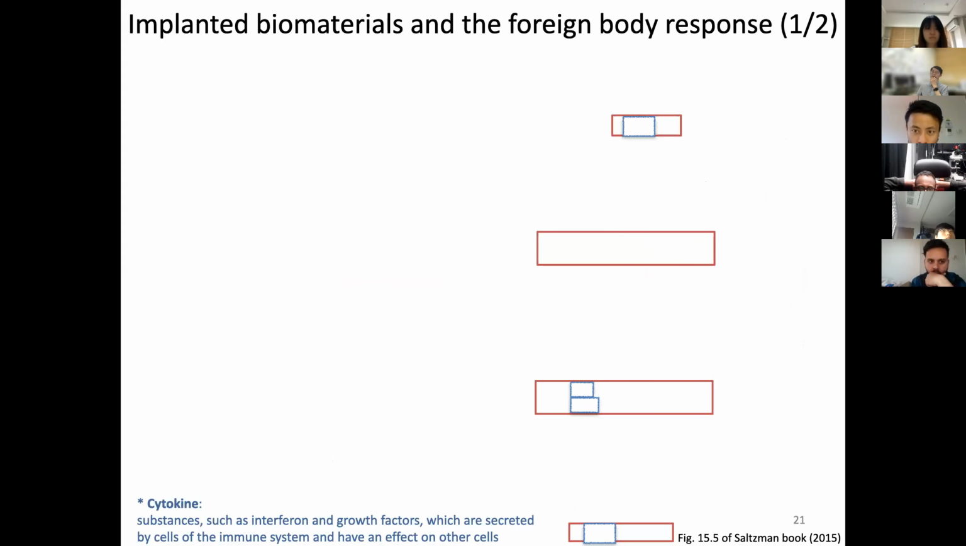Okay, so let's look at this process from more of a temporal aspect. When the foreign body is implanted in the body, we can consider this process on different time scales. The time scale can be within an hour, around a day, about a week, and a month.